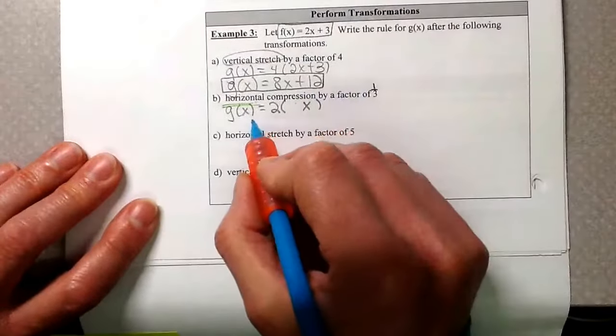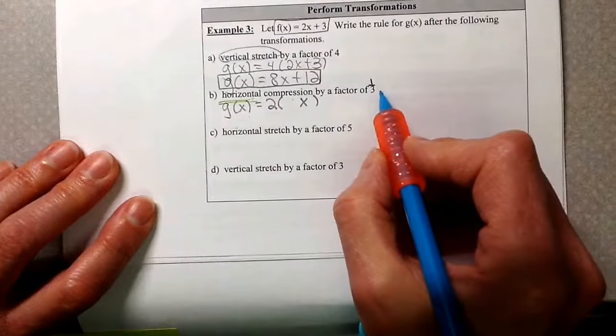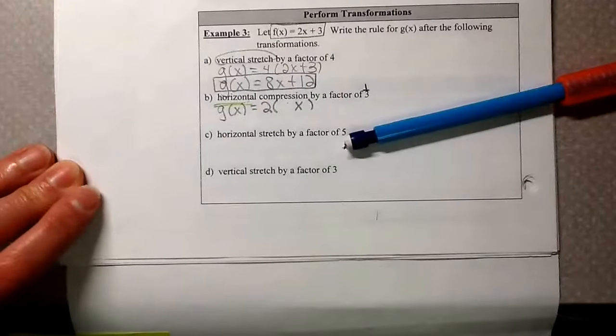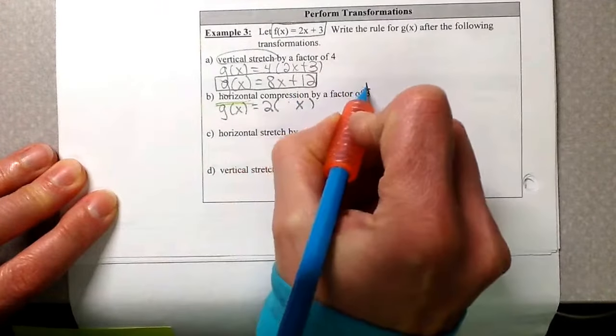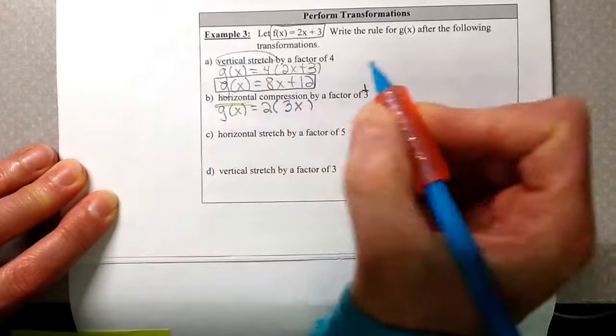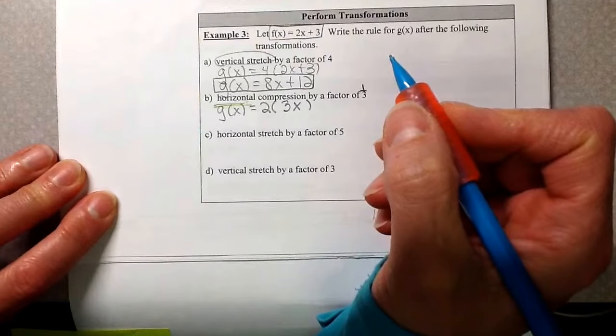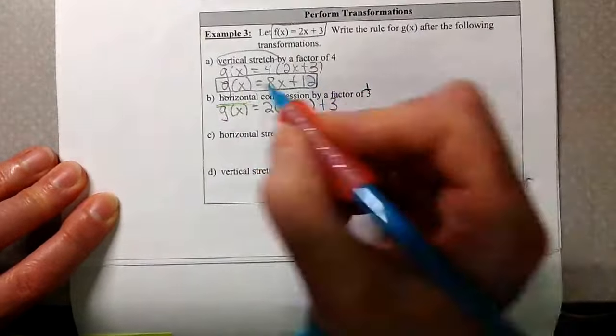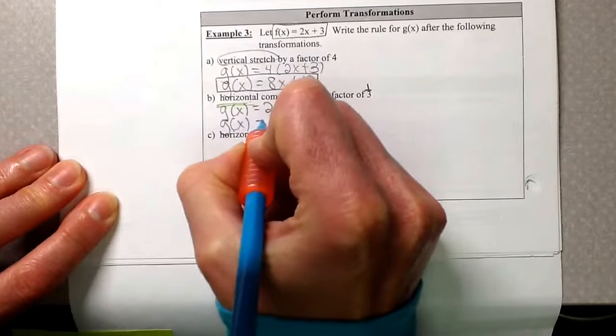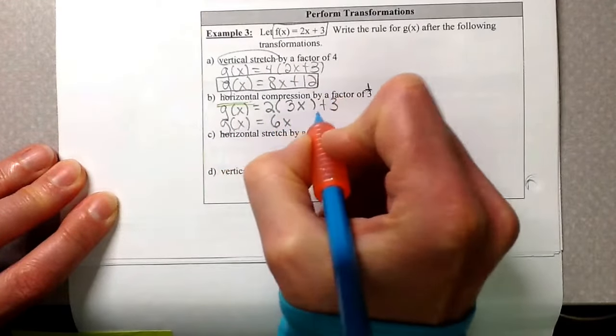So when we substitute that back in here, we have to take the reciprocal. So the reciprocal of that is going to be 3. And then we have the plus 3 at the end. So if we simplify that, it's going to be g of x equals 6x plus 3.